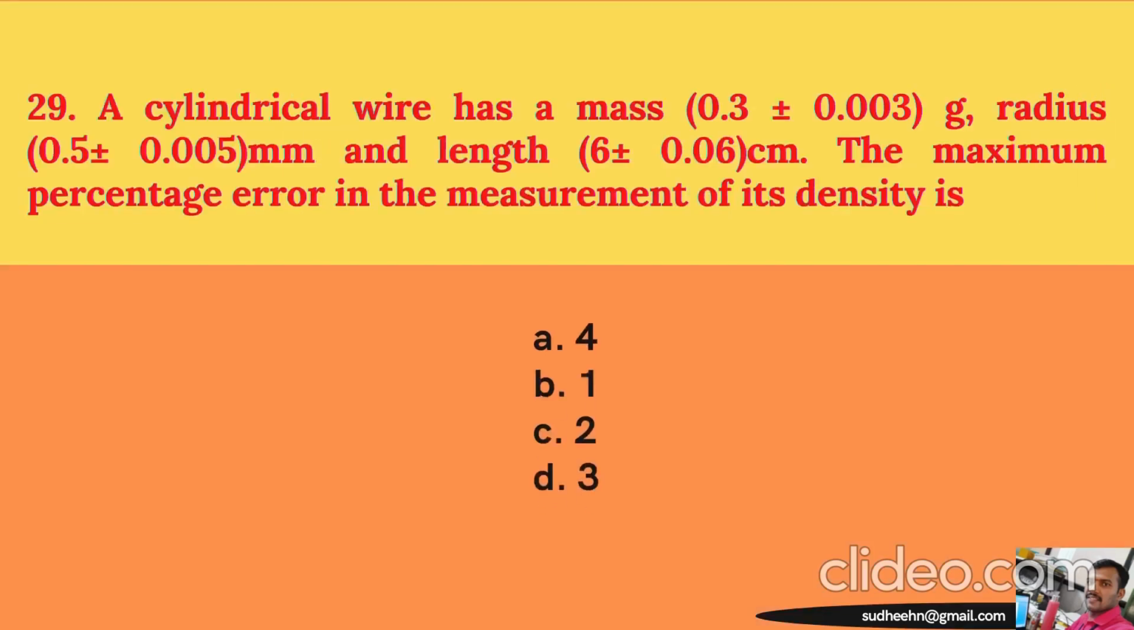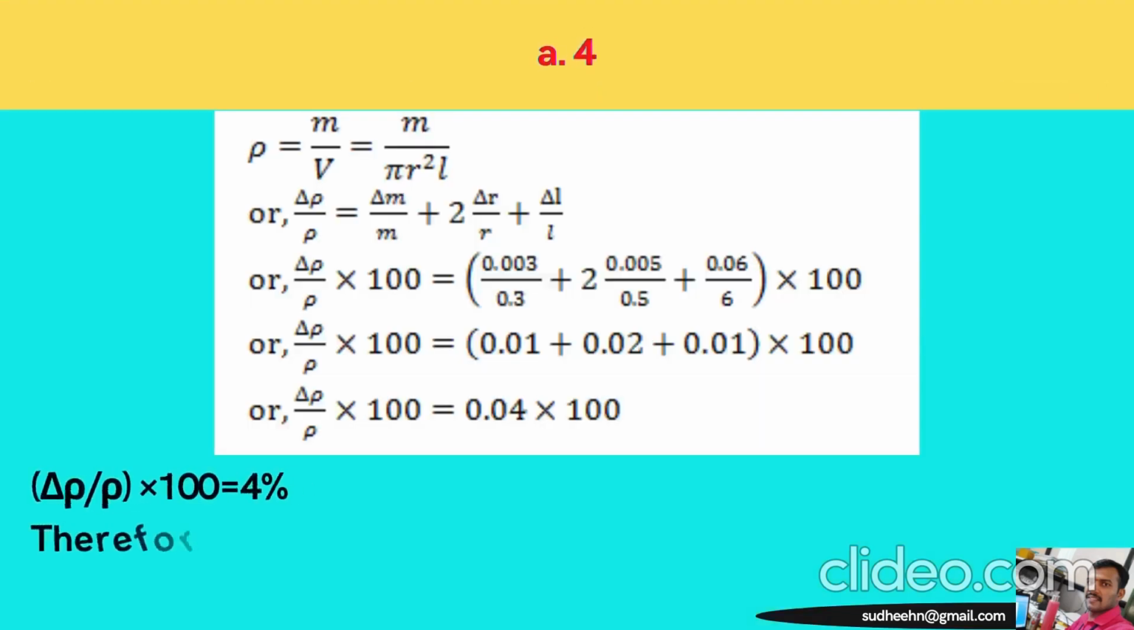Question number 29. A cylindrical wire has a mass 0.3 plus or minus 0.003 grams, radius 0.5 plus or minus 0.005 mm, and length 6 plus or minus 0.06 centimeter. The maximum percentage error in the measurement of its density is option A 4, B 1, C 2, and D 3. And the right answer is option A, that is 4.